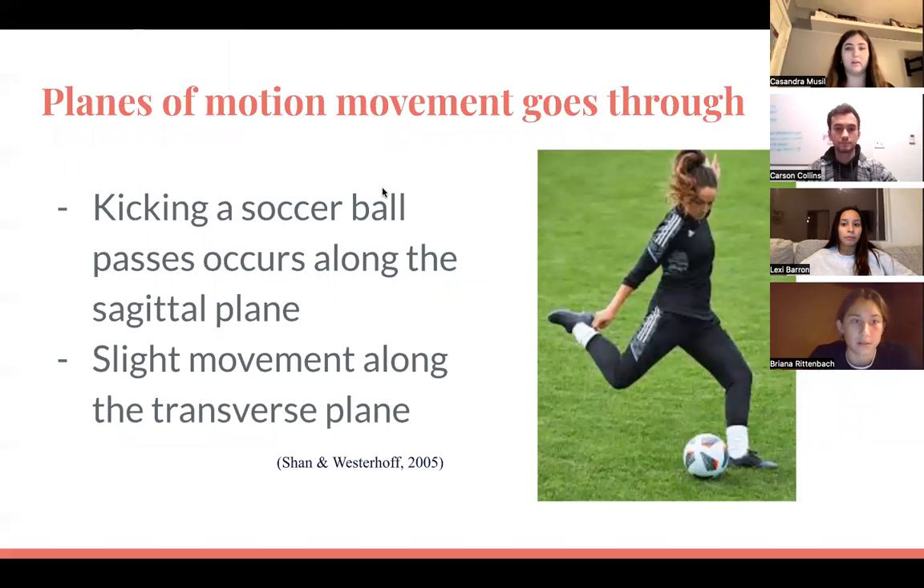Okay, so the planes of movement that a soccer kick goes through. When kicking the soccer ball, the leg that is swinging to do the kick moves along the sagittal plane. And there's also slight movement along the transverse plane if there's any rotation that occurs throughout the entire body.